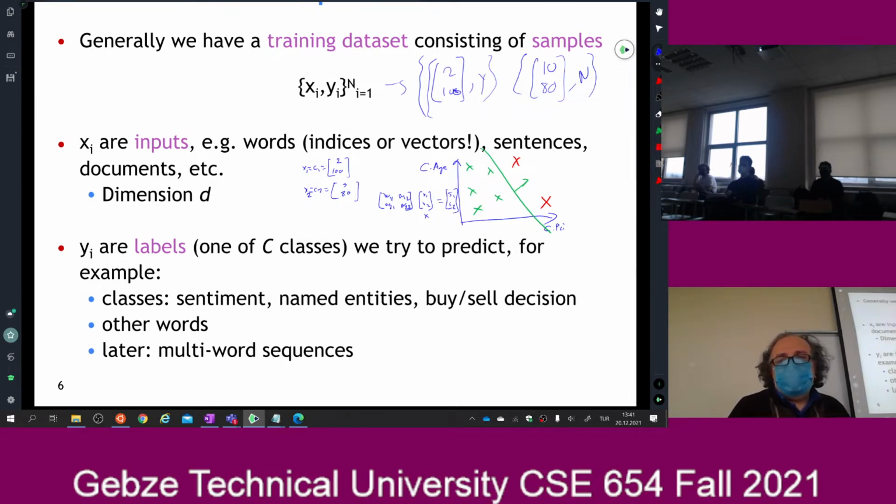In that case, my W's will not be just 4 of them. It's going to be much larger, but the problem will stay the same. Only the dimensions will be high. And in 2 dimensions, I can visualize this kind of thing much better. So my classes will be either sentiments, positive or negative, named entities, or a buy-sell decision, for example. Sell this one or buy this one, etc.